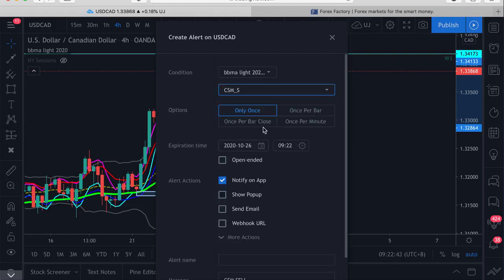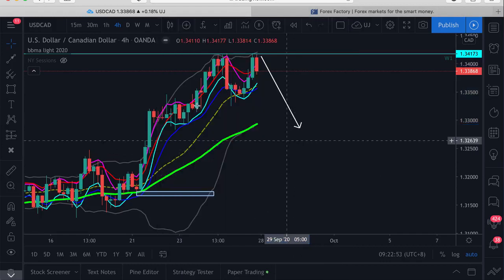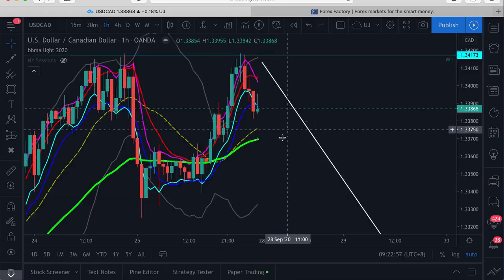CSM sell on H4. Okay, at H4, and also we need to check EMA 50, right? Okay, there you go. As you can see on H1, price started to make an MHV sell.